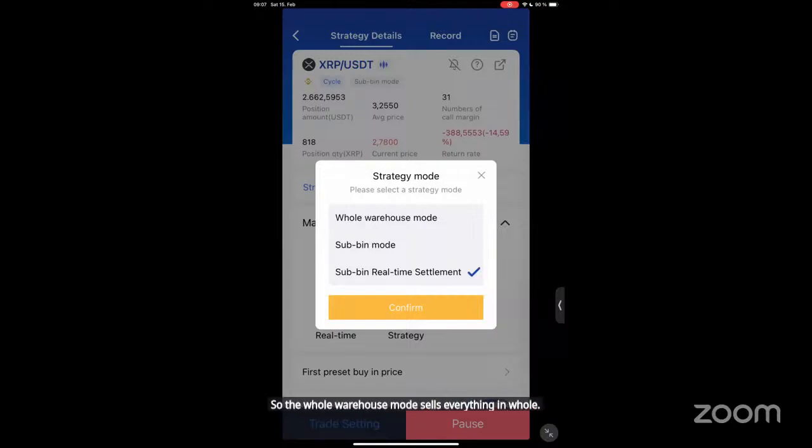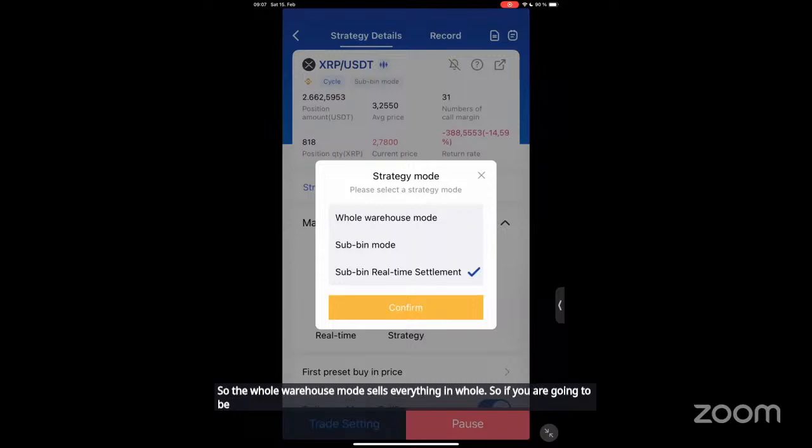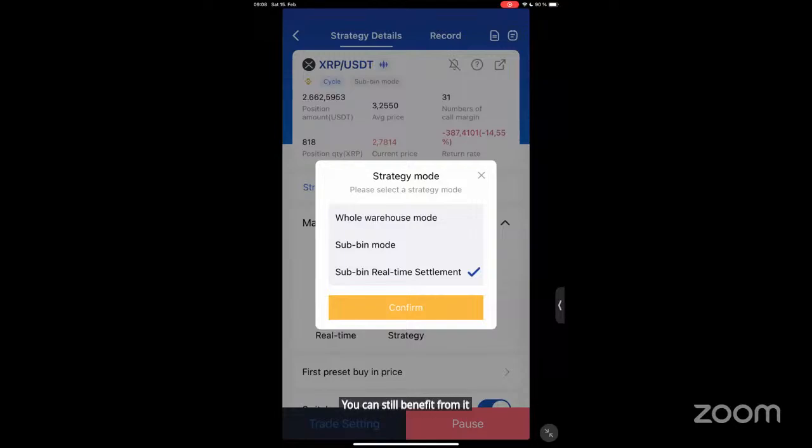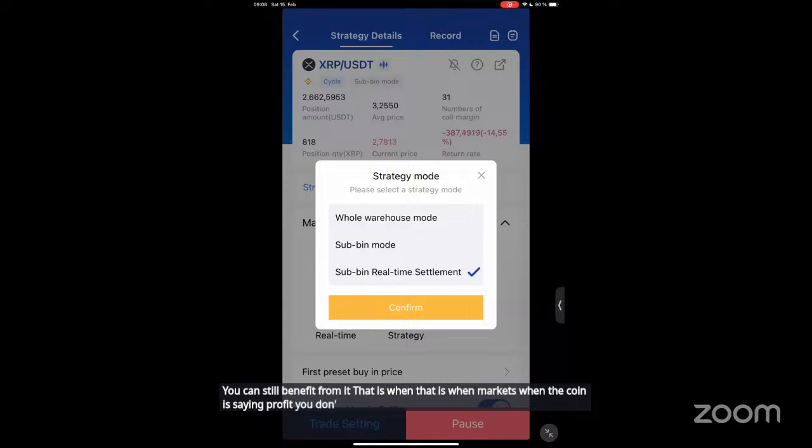So if you are going to be having more than 4 margin calls, it's not advisable to use this strategy mode. But yet, if you used it by mistake or you didn't know, you can still benefit from it. That is, when the coin is in profit, you don't let the robot sell everything. You can sell them in bits, so you can make more money.